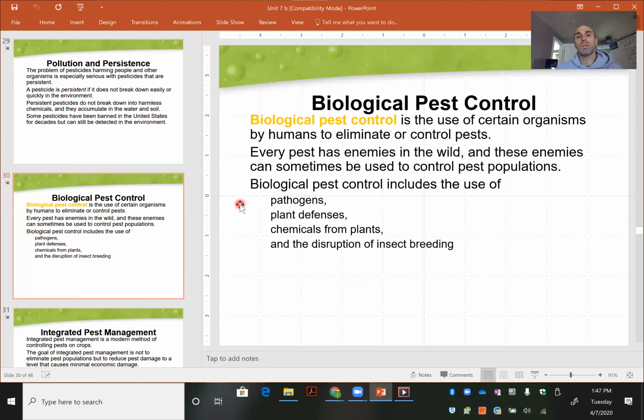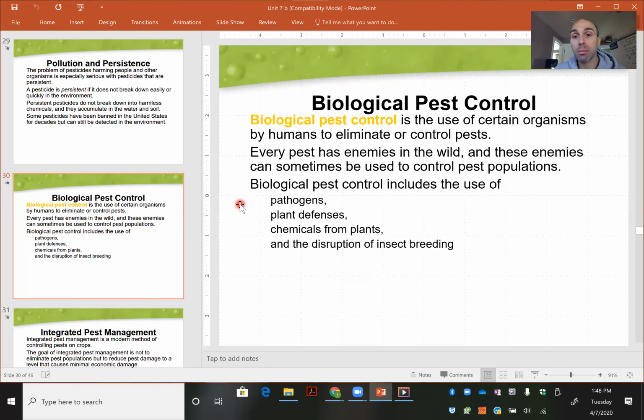All right, so now there's this thing called biological pest control. And what that is, it uses certain organisms to eliminate or control pests. So every pest has an enemy, right? Think of it like the predator, right? Every prey out there has a predator. These enemies can sometimes be used to control the pest population. So we're not really using, in this case, like spraying pesticides.